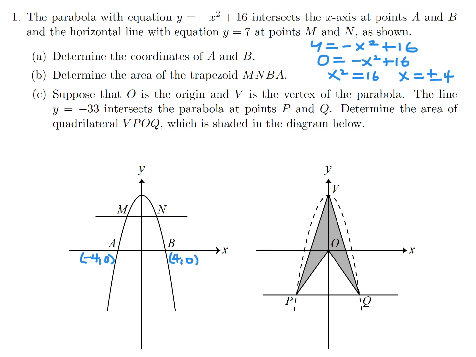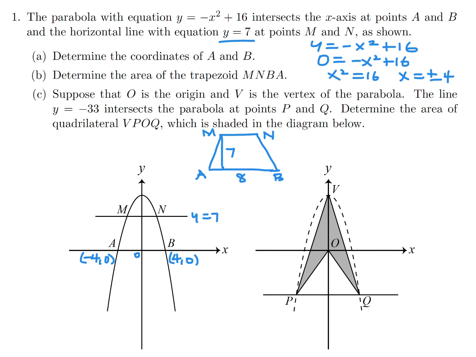Determine the area of trapezoid MNBA. So that trapezoid, let's just draw it here. It's kind of like this, right? So A, B, and M and N. Now A to B, that's 8, since we're going from minus 4 to 4. And then the top to bottom is going to be 7, because it's going from the x-axis to this line, which is y equals 7, as given in the question.